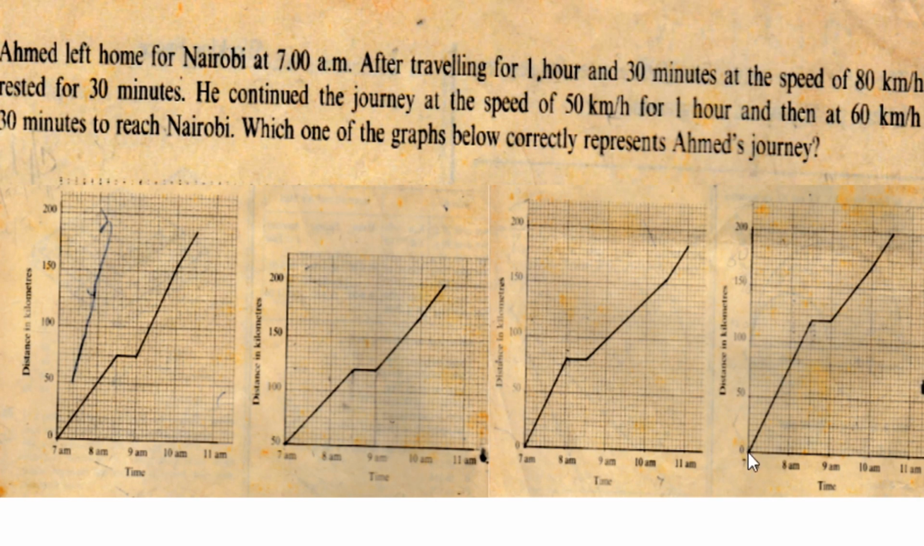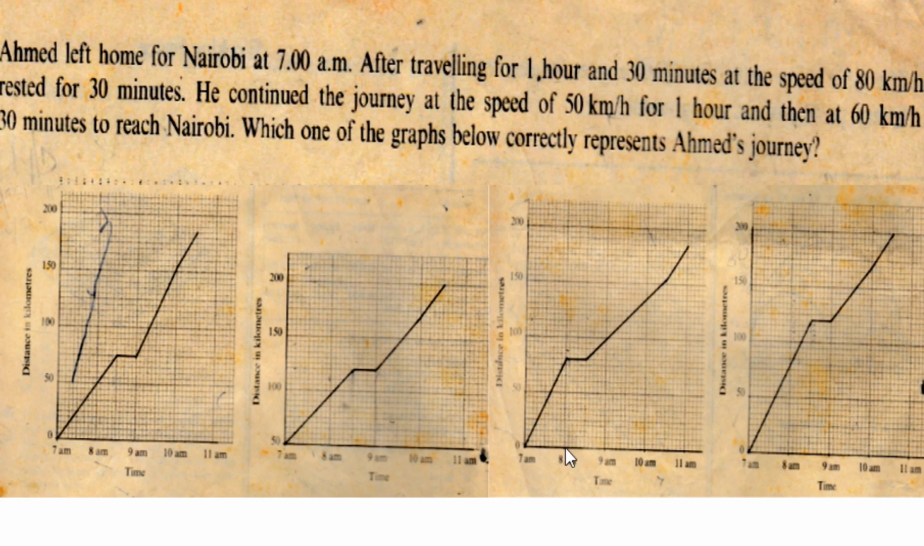When we come to this hour here, after an hour, he has covered 55, 60, 65, 70, 75, 80, which is correct. And then there's something else which will eliminate one of the two graphs. We are told that he traveled for 1 hour and 30 minutes. The two of them agree with the speed of 80 kilometers per hour. But you are told that he traveled for 1 hour and 30 minutes and then rested for 30 minutes. So he traveled for 1.5 hours before the rest.